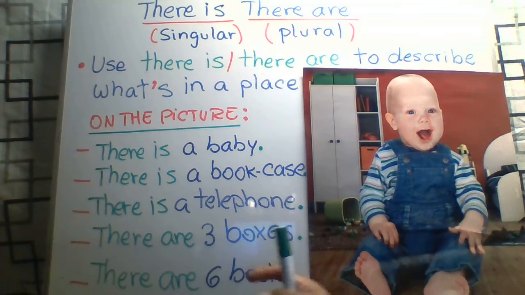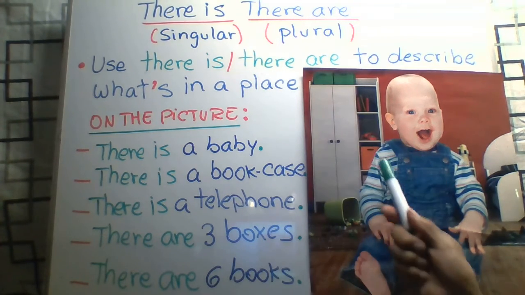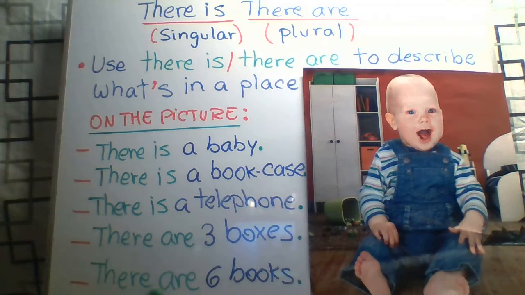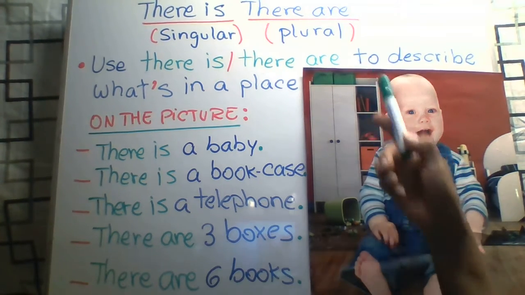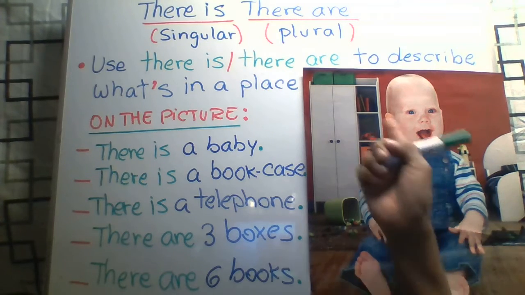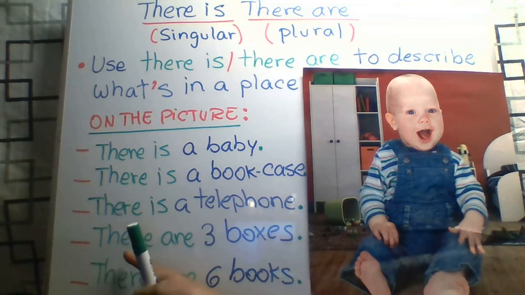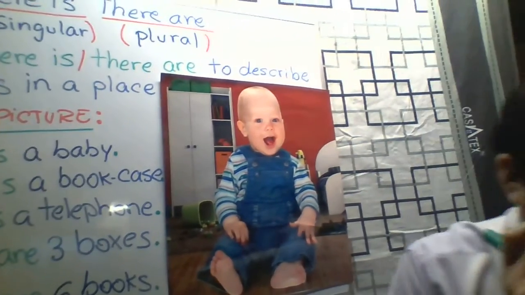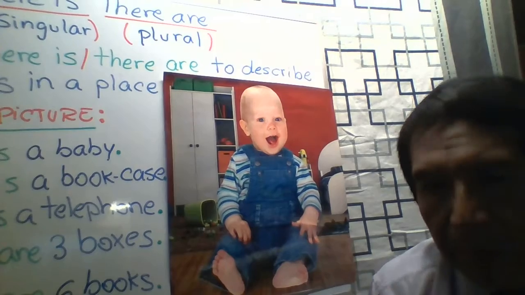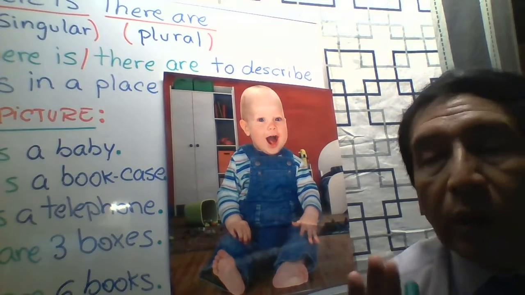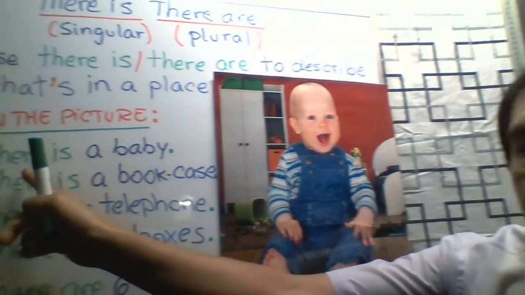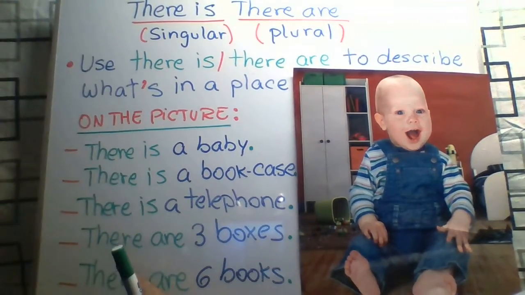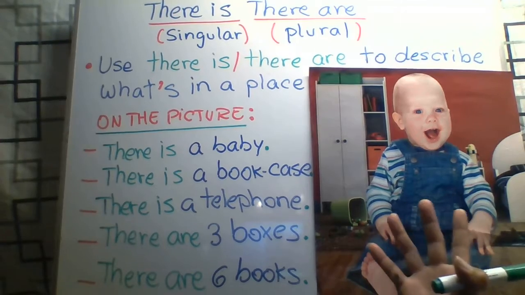There are 3 boxes. 1, 2, 3 boxes. There are 6 books. You can see 6 books on the bookcase. So, because it's plural, you use there are. Don't forget that. It's very simple. You only have to pay attention to use there is when it's singular and there are when it's plural.